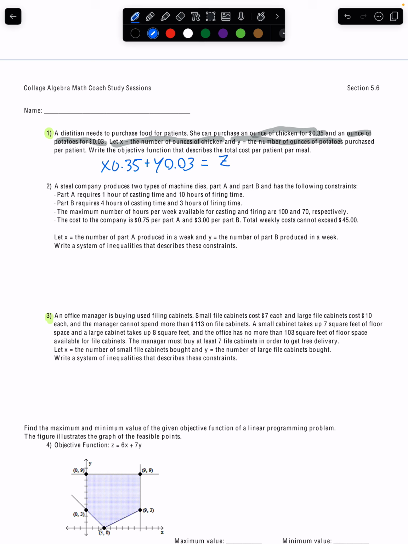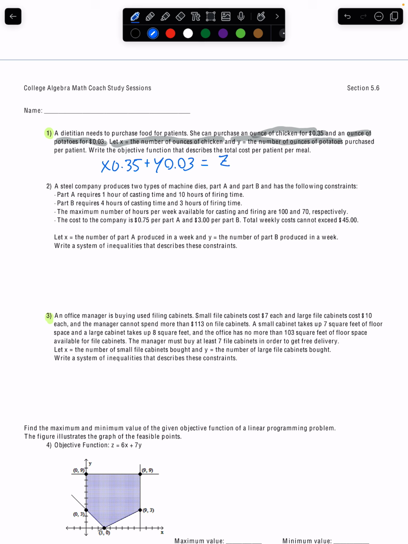Now looking at number 3, an office manager is buying used filing cabinets. Small file cabinets cost $7 each. Large file cabinets cost $10 each. And the manager can't spend more than $113 on file cabinets.